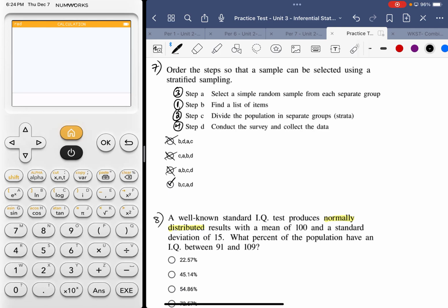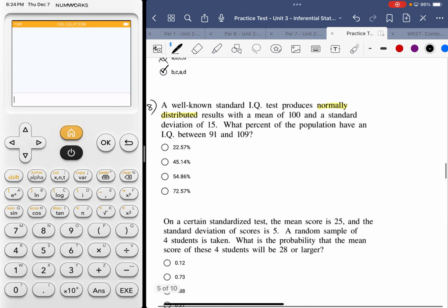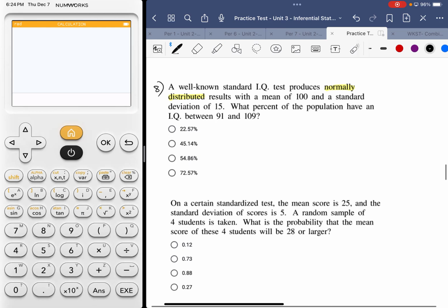A well-known standard IQ test produces normally distributed results with a mean of 100 and a standard deviation of 15. Numbers are really clean, so you know it's a made-up problem. What percent of the population have an IQ between 91 and 109? There are a couple different ways you can do this.